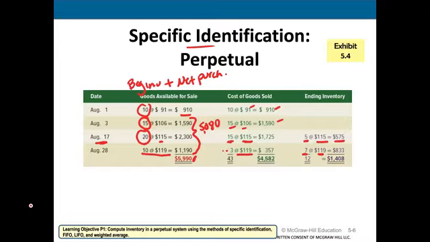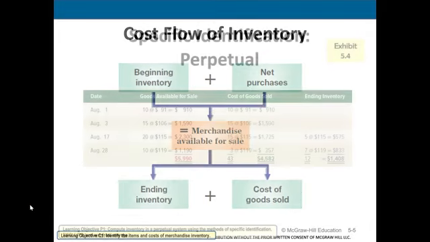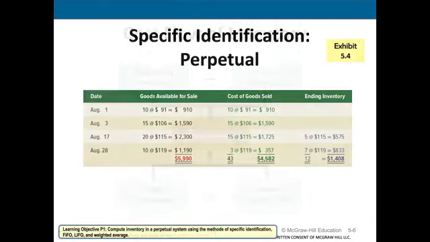So at the end of the day, our cost of goods sold is $4,582, and the amount we have left in our ending inventory is $575 plus $833 equals $1,408. So our ending inventory is $1,408 and our cost of goods sold is $4,582. That's how we were able to allocate this $5,990 between our ending inventory and our cost of goods sold. That is specific identification.